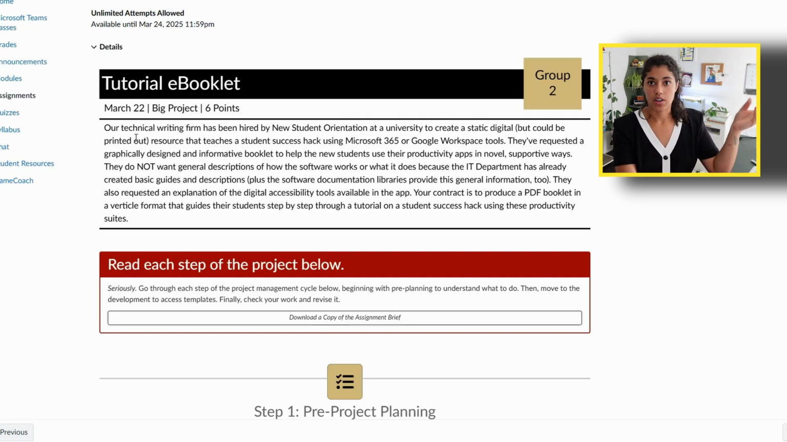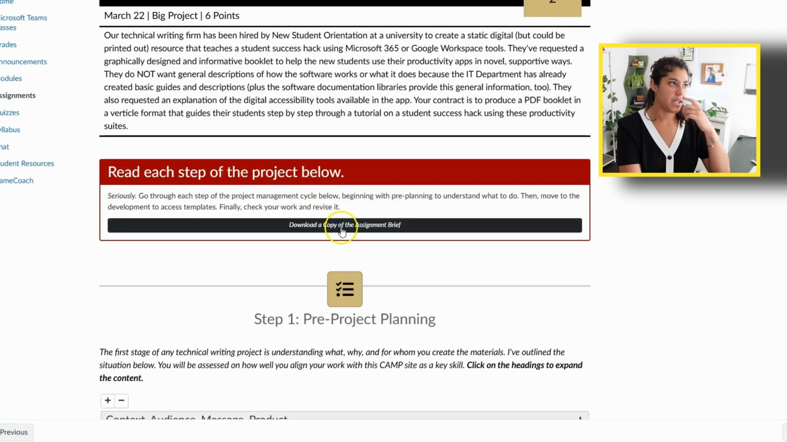So every project is going to be related to that as you're learning and trying to complete work. Our firm was hired by new student orientation at a university, and that gave them that mental framework of what they're making and who they're making it for. And then the details of what they want, what they don't want, the scope of work that this client is asking these technical writers to create, putting it in the form of a contract. And then I had the downloadable PDF copy.